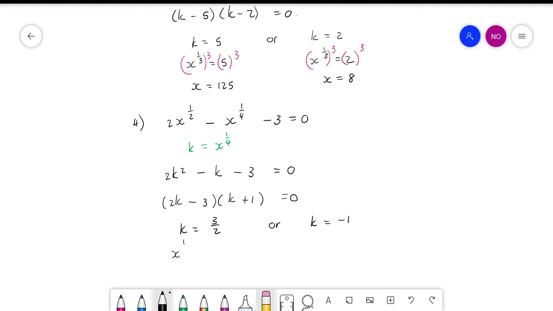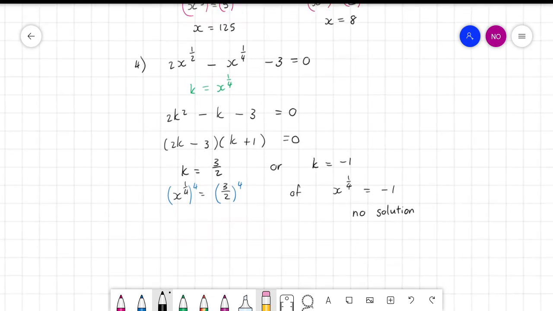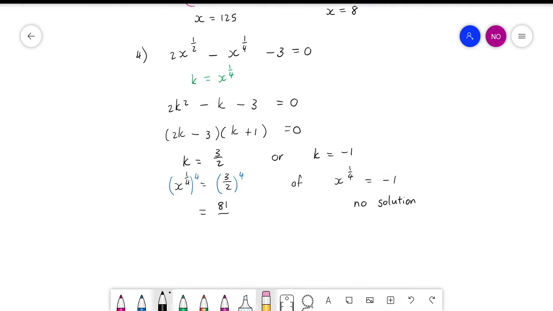So in other words, x to the power of a quarter is equal to 3 over 2 or x to the power of a quarter is equal to negative 1. Now we have to check for those things again. If it has an even number at the top, we have to remember plus minus, it doesn't. But if it has an even number at the bottom, it can't be equal to a negative number. Do you agree? So then this one has no solution. And here we just raise it to the power 4, which gives me 81 over 16.